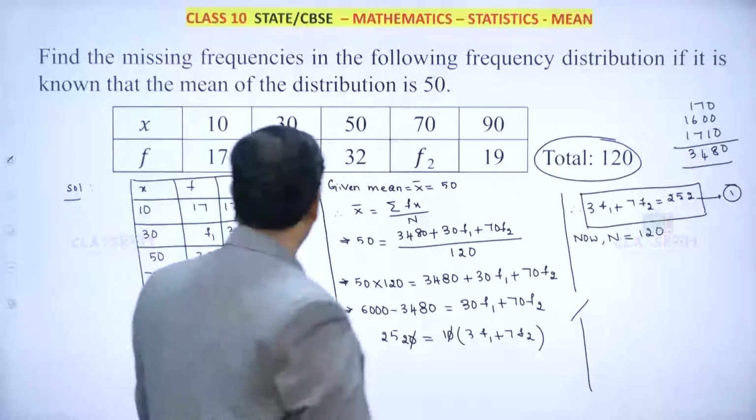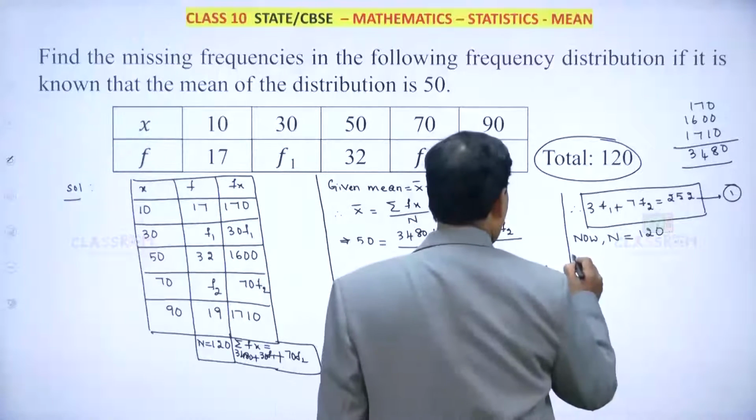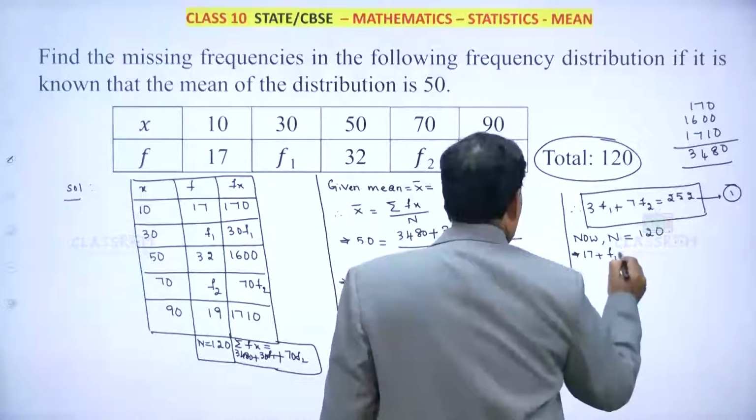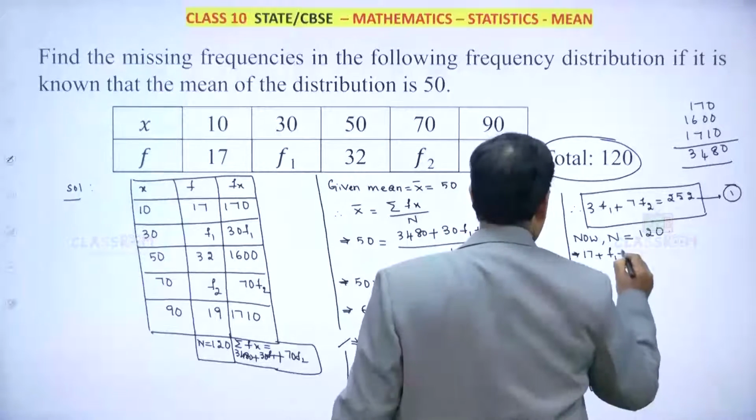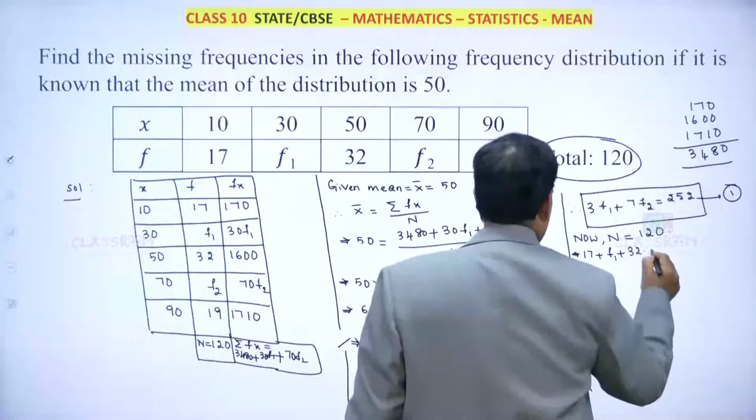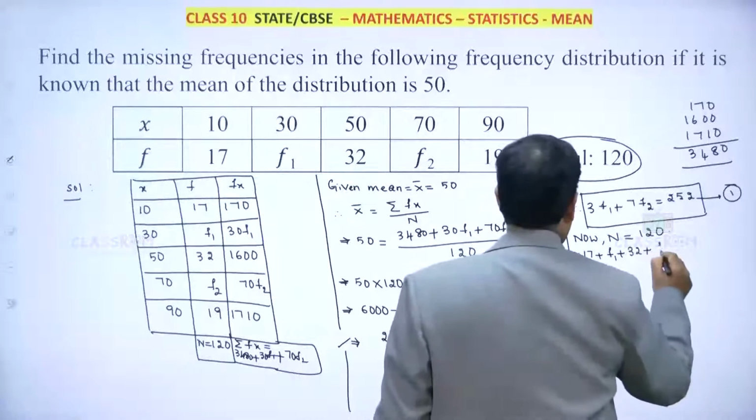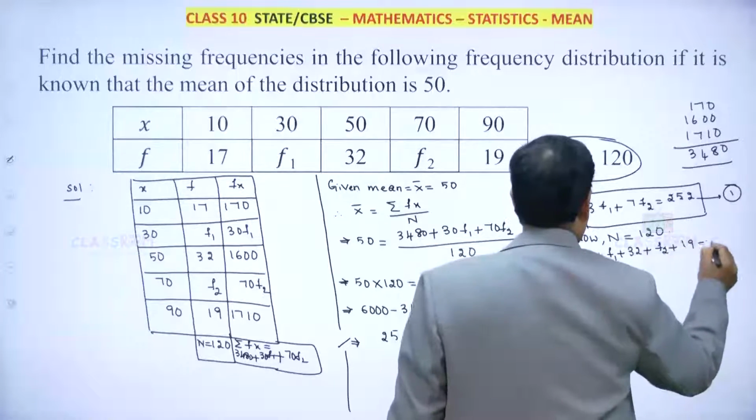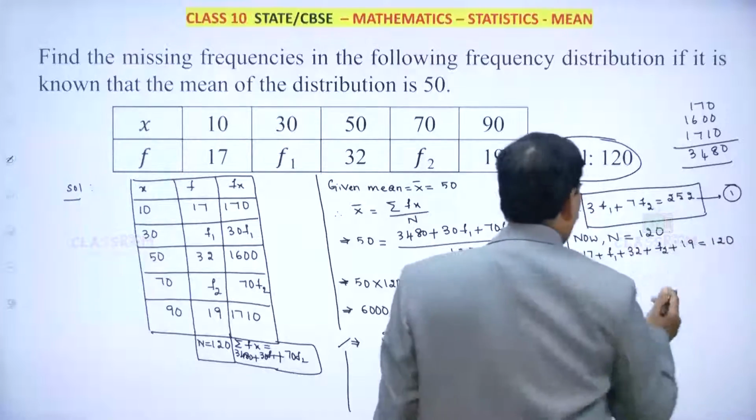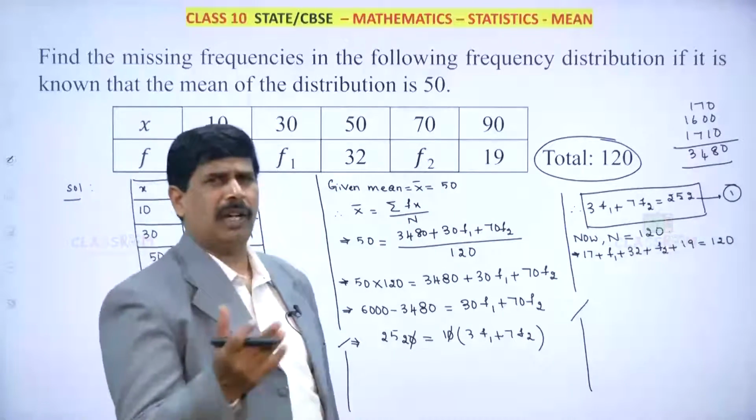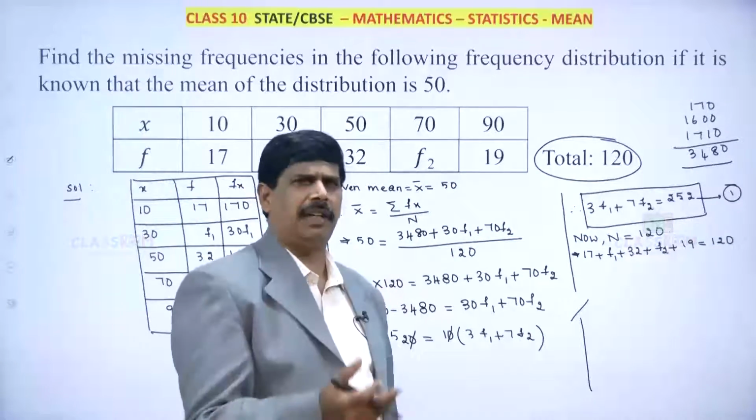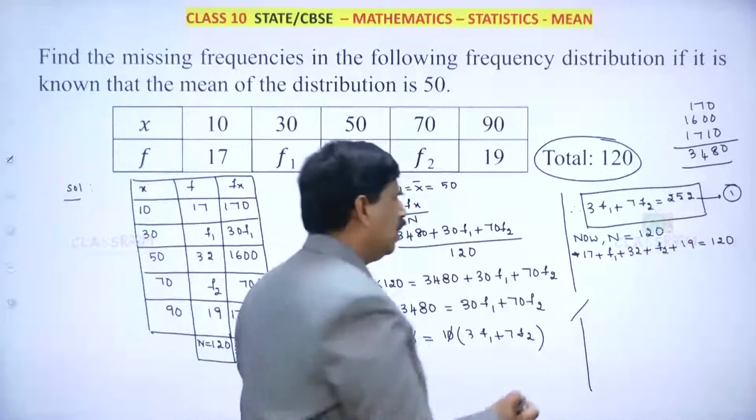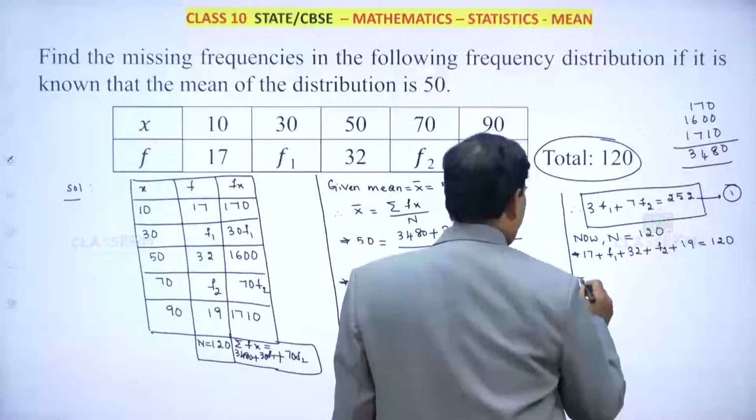That means what it will be? 17 plus f1 plus 32 plus f2 plus 19. This is equal to 120. So now if I simplify, I will get one more equation in terms of f1 and f2. Then I will solve both the equations. Is it clear?